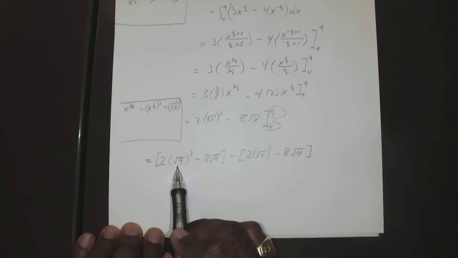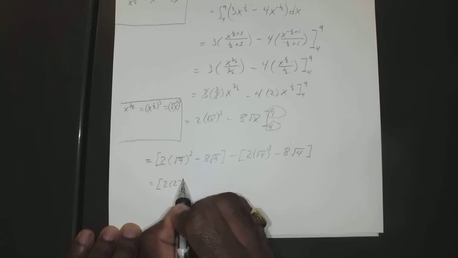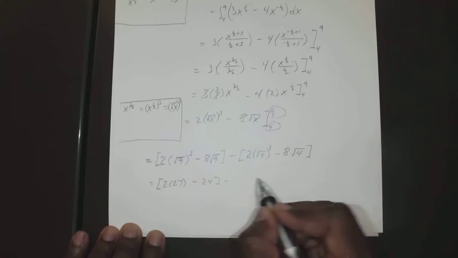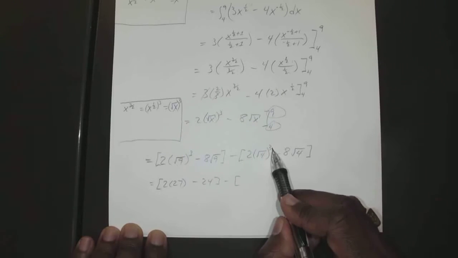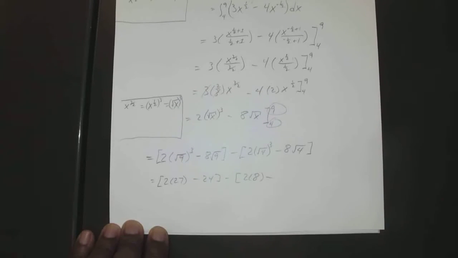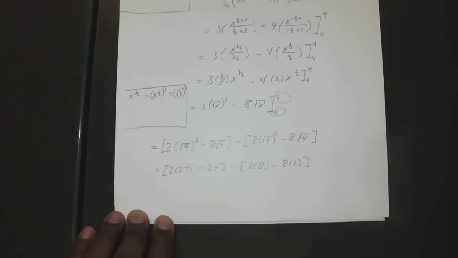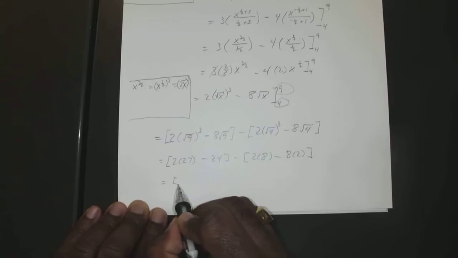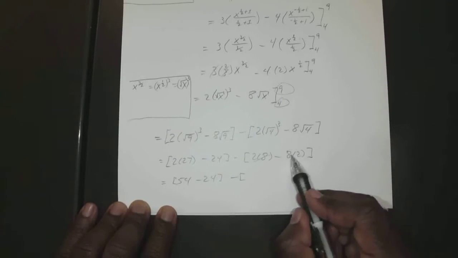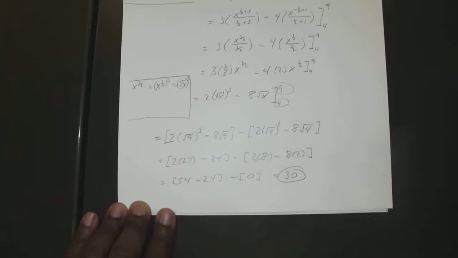Okay, so we know that square root of 9 is 3. 3 to the 3rd power is 27. So you have 2 times 27 minus square root of 9 is 3, 8 times 3 is 24. Minus square root of 4 to the 3rd, well, square root of 4 is 2. 2 to the 3rd power is 8. Minus square root of 4 is 2, so you have 8 times 2. I guess you could have just put 16. Okay, so you have 54 minus 24 minus 16, and 16 is just 0. 54 minus 24 is 30.